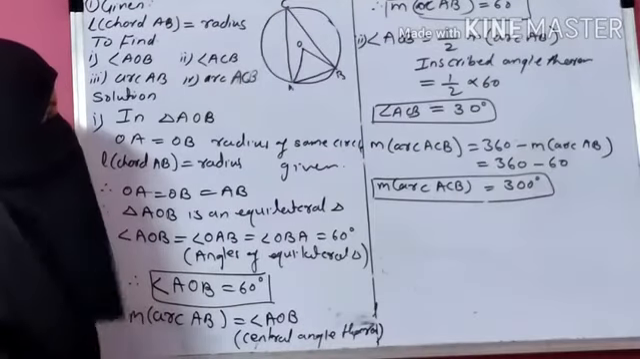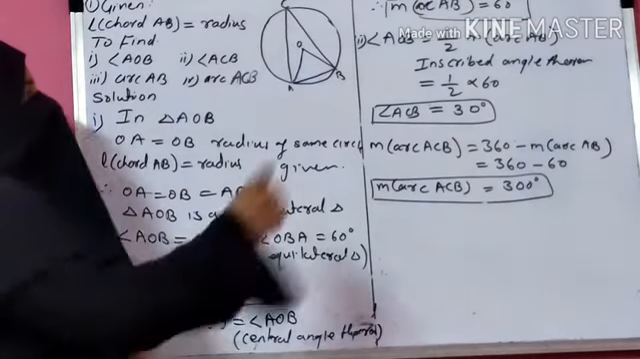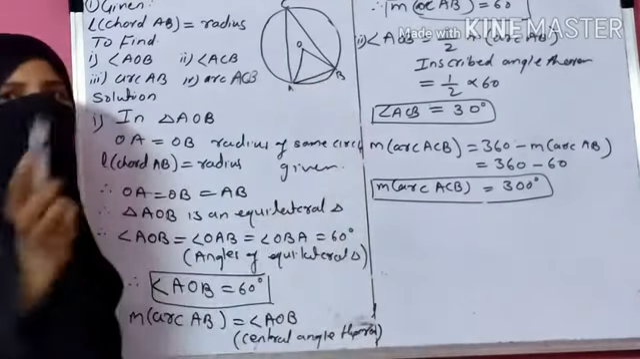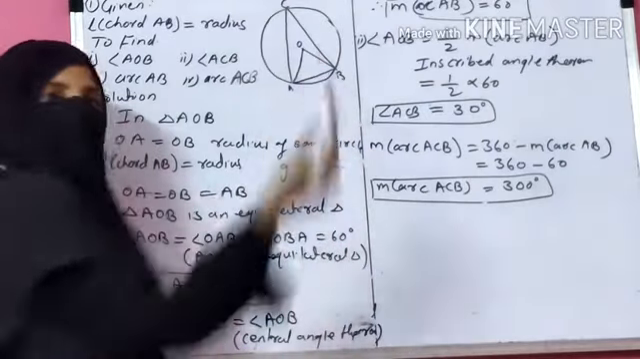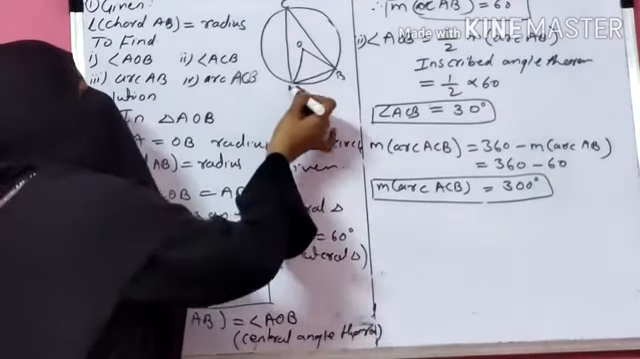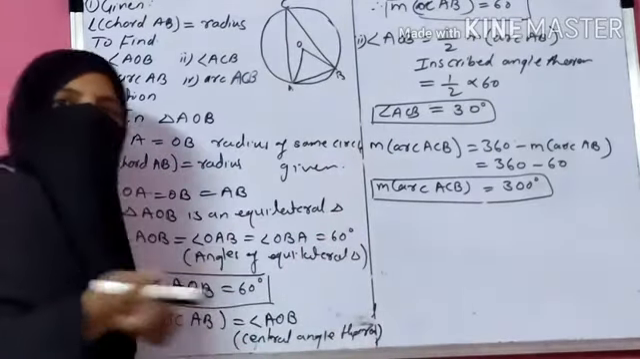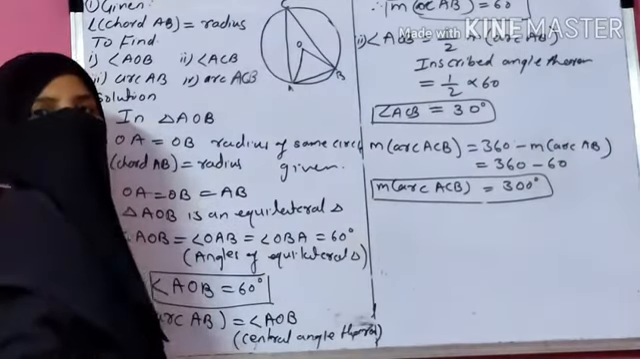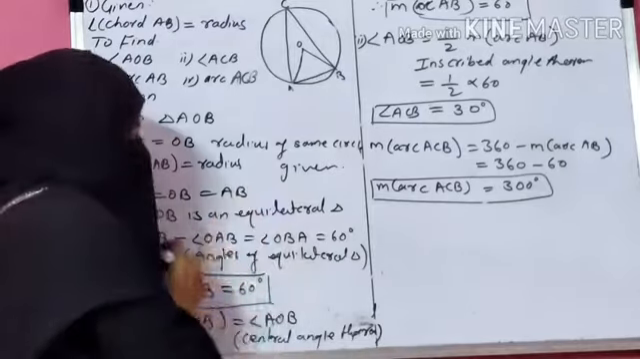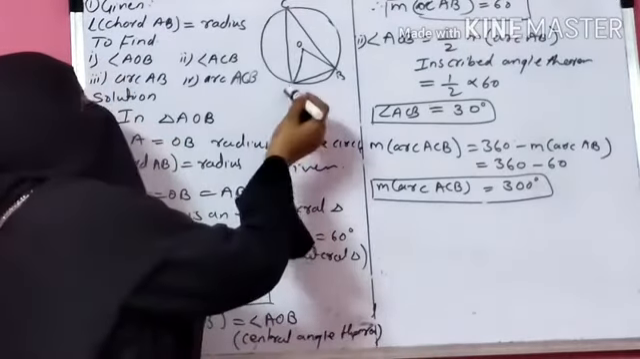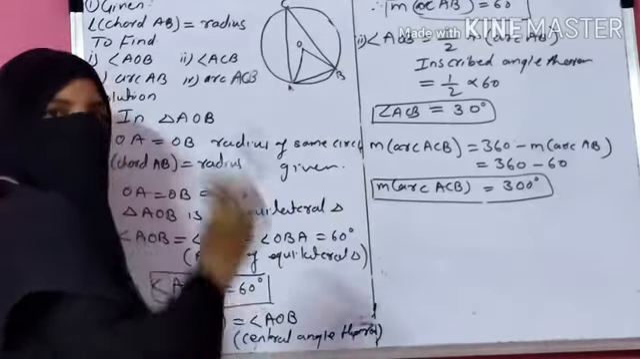Okay, let's revise one more time. Here the given is that the length of chord AB is equal to the radius, and OA and OB are the radius, and AB is equal to the radius. So that's why triangle AOB is an equilateral triangle. As this is an equilateral triangle, we know that all the angles of the equilateral triangle are of 60 degrees. So this angle, this angle, this angle, all angles are of 60 degrees. So therefore your first answer, angle AOB, is 60 degrees.